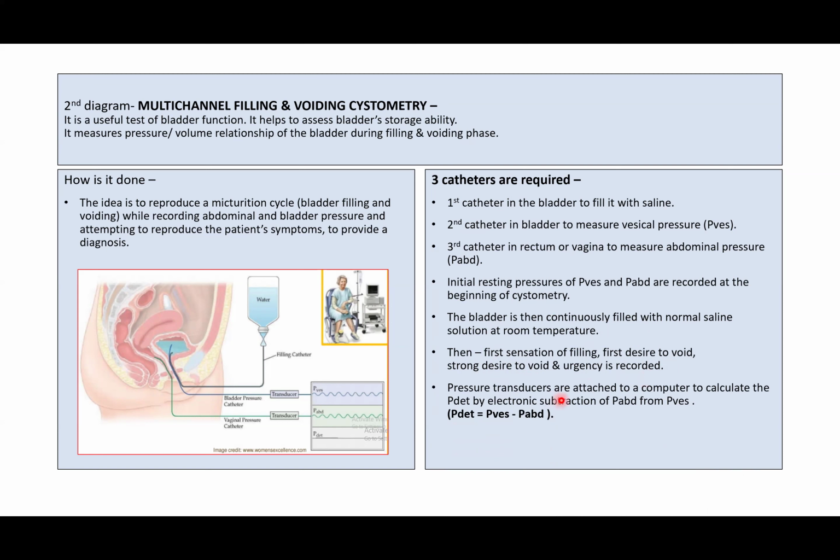Then the pressure transducers are attached to a computer to calculate the detrusor pressure by subtracting abdominal from the vesical pressure. Okay, so detrusor pressure is vesical pressure minus abdominal pressure.